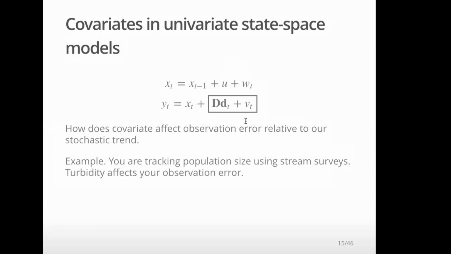What about if we put that covariate in the y and we didn't have it in the x? So now our hidden state that we're trying to track is just a random walk with drift. But now we observe that random walk and our errors are affected by our covariates. So what's an example of that? An example is we're tracking population size in a stream year to year. But in this stream, the turbidity in the stream affected our observation error.